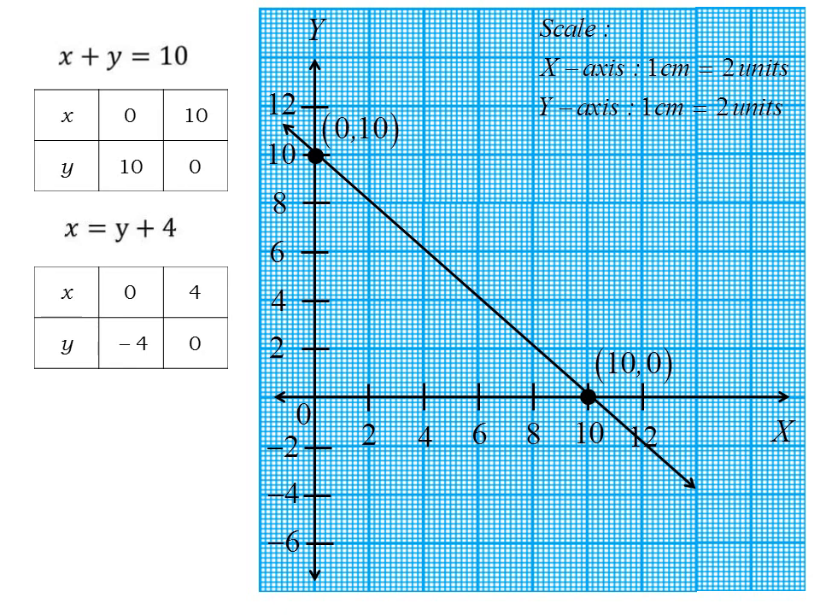Now what about the second one? For the second one, we have to consider the point (0, -4), which will be shown like here, and the second point is (4, 0).